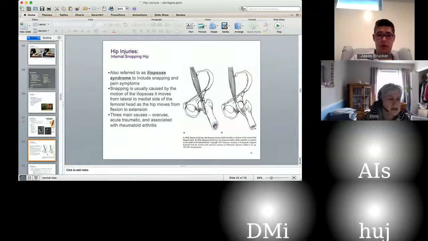Internal snapping hip refers to the iliopsoas tendon, where it glides or snaps over from a lateral to medial side of the femoral head. While the main cause is overuse, anatomical variations may lead to some becoming more prone to this than others.